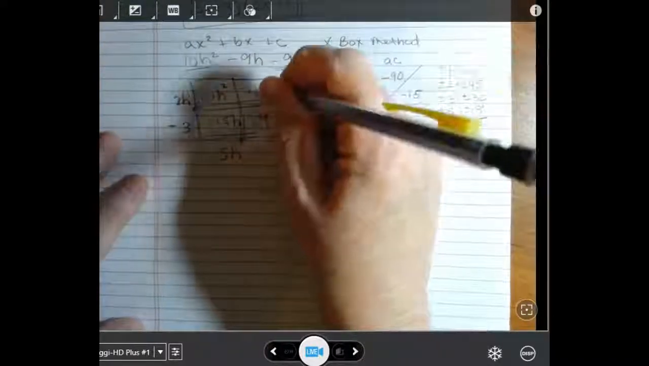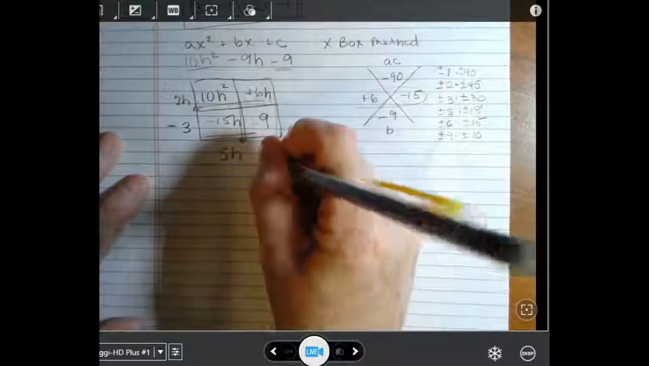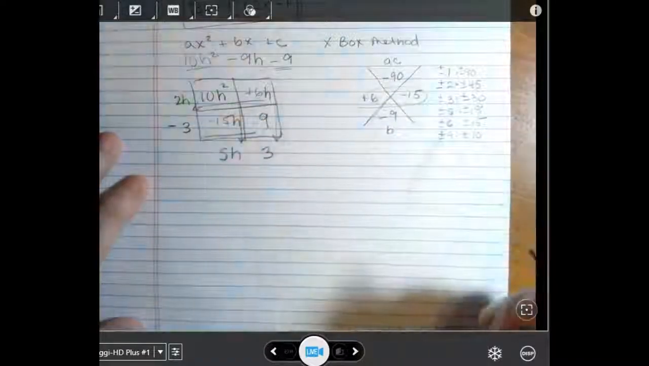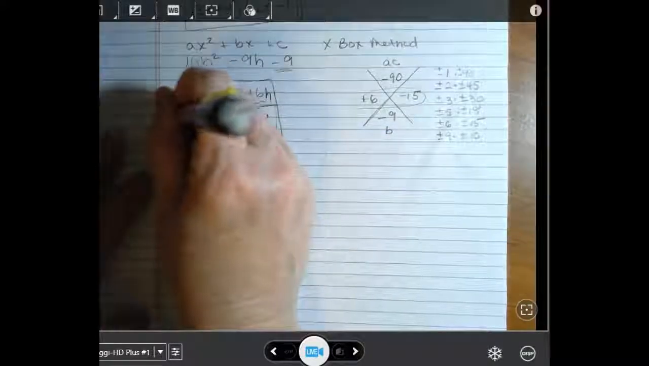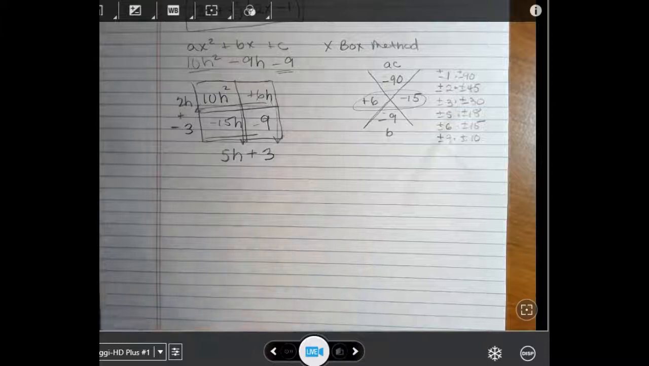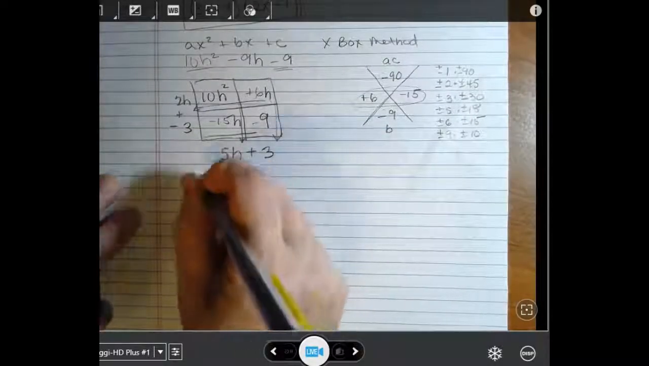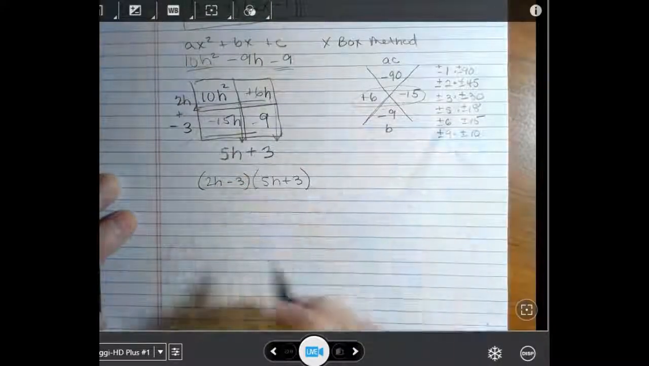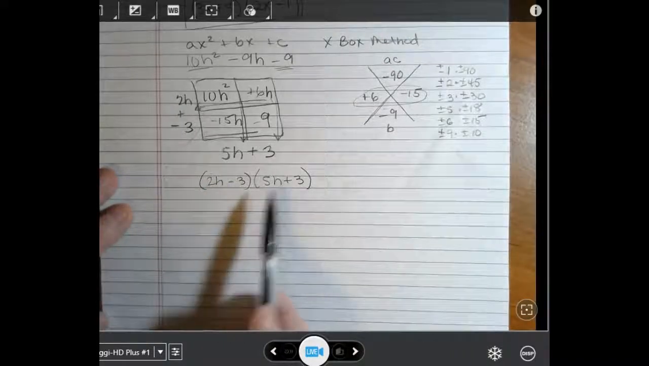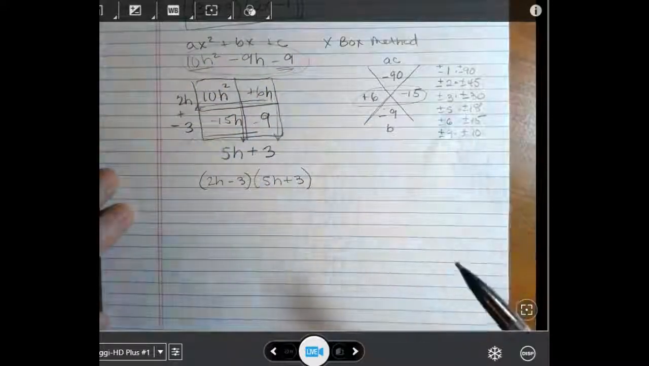And look at the second column, and I can factor a 3 out of those, and that's going to be a plus, and this is a plus a negative if you wanted to think of it that way. So what I have left is 2h minus 3, that comes from here, times 5h plus 3. And if you want to check yourself, you can FOIL this, multiply it, and see if you get the quadratic expression we started with.